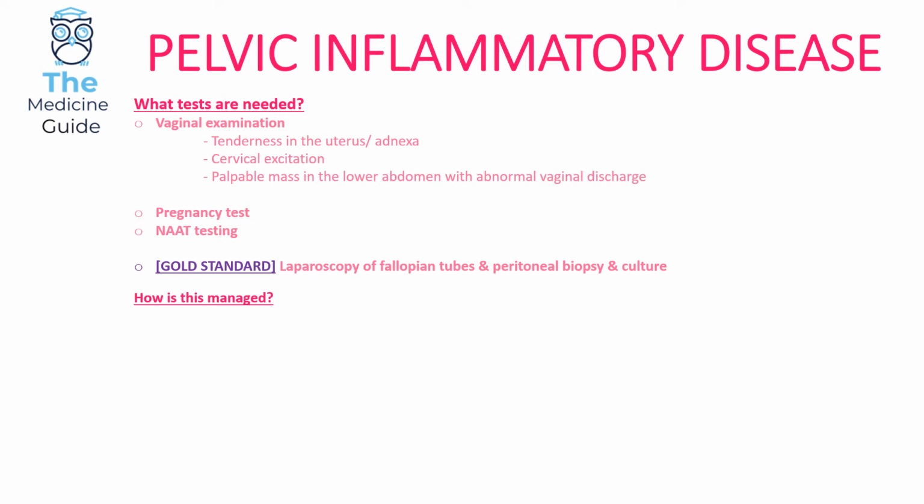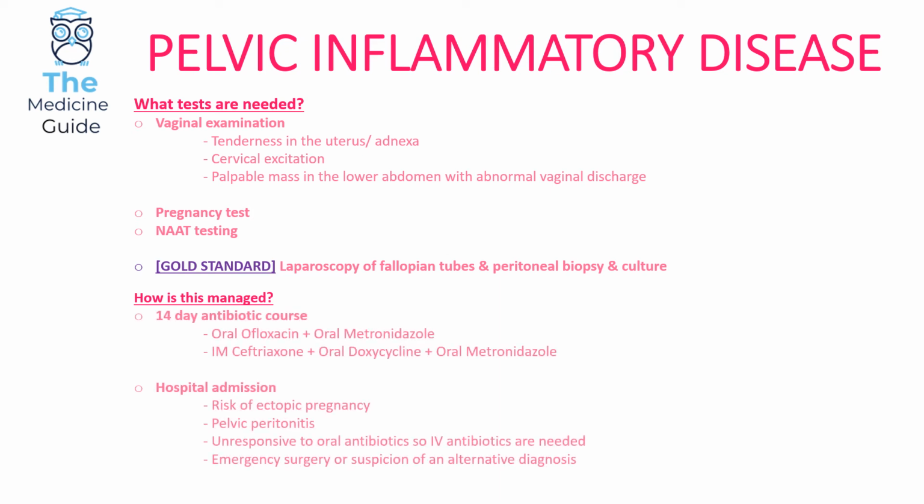So the nucleic acid amplification test, the NAT test, is used to exclude chlamydia or gonorrhea. And the gold standard investigation for pelvic inflammatory disease is to do a laparoscopy of the fallopian tubes, followed by a peritoneal biopsy and culture.